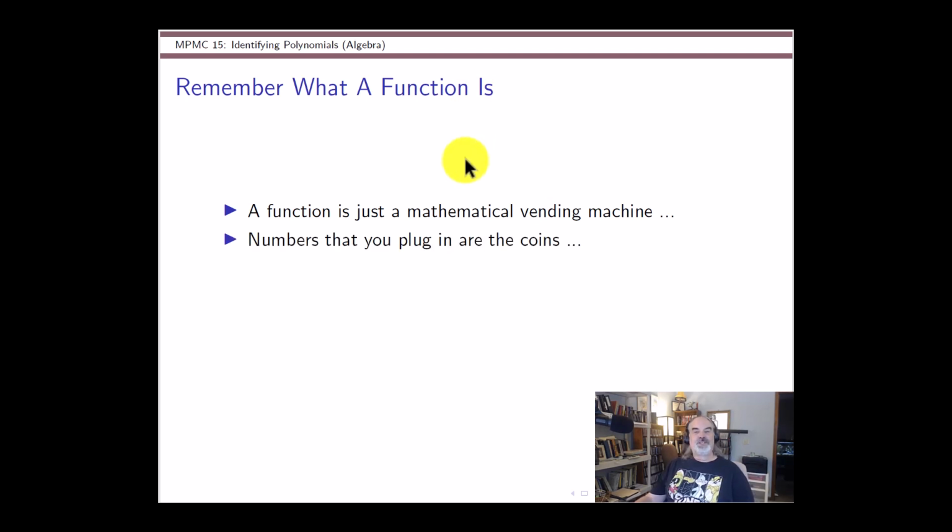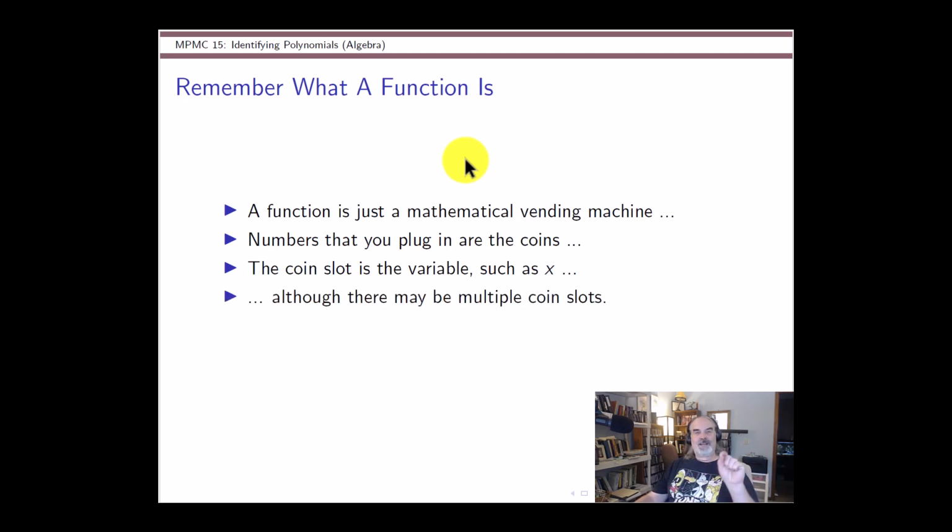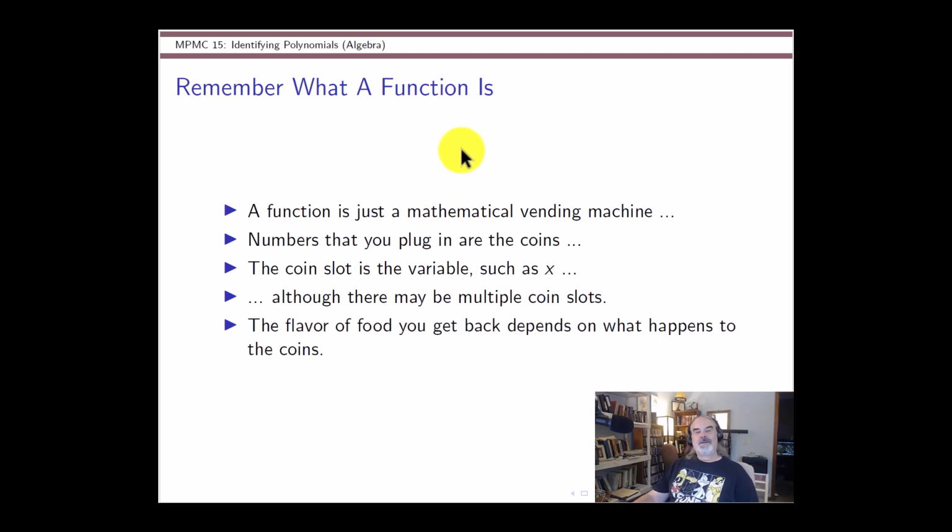So just real quickly, the idea of a function in general: a function is like a mathematical vending machine where you plug in coins, or numbers, into the coin slot. But the thing with functions, unlike a vending machine, is that there might be multiple coin slots. So the variable x is the coin, but you might have to put it in several different places. And then the food that you get back from this mathematical vending machine is going to taste different depending on what happens to the coins when you put them in.